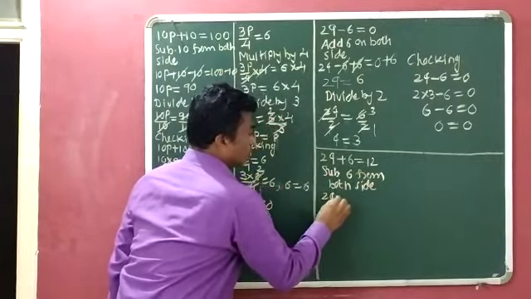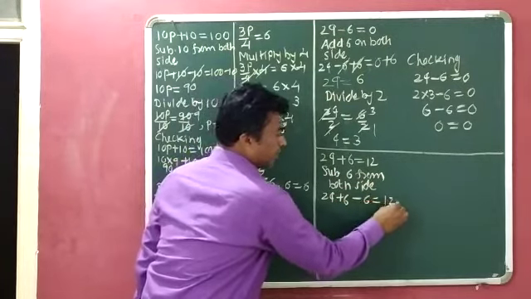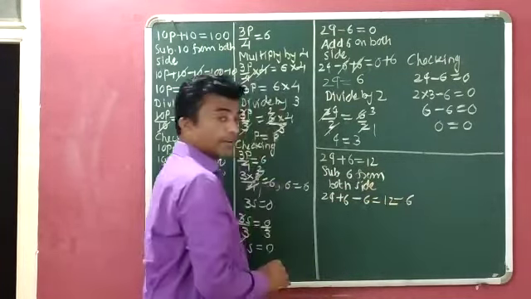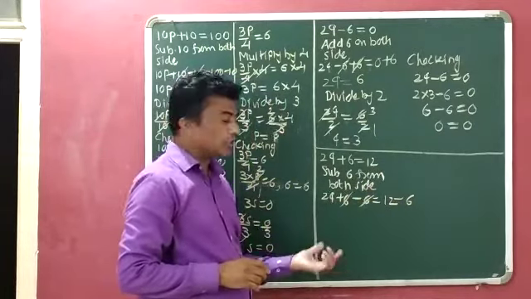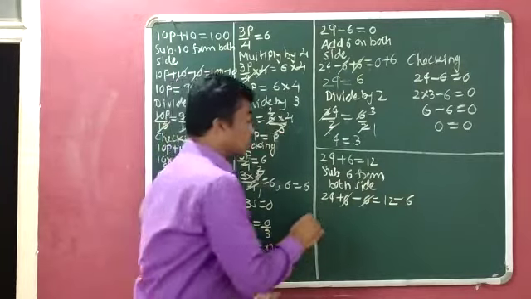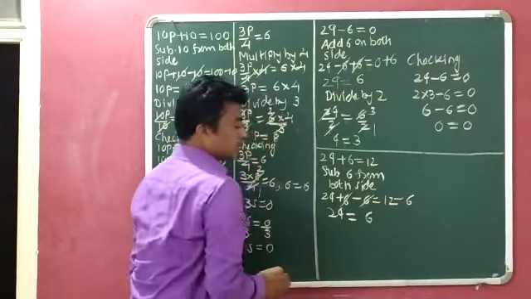So 2q plus 6, now subtracted 6, this side is equal to 12. This side also subtracted 6. Plus 6 minus 6 cancel, or we can write 0. So this side only 2q left. So 2q is equal to 12 minus 6, then 6.